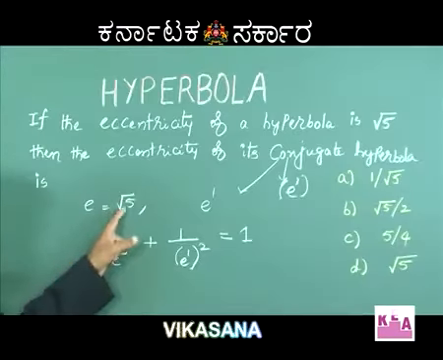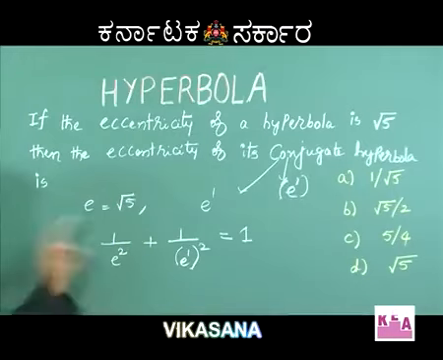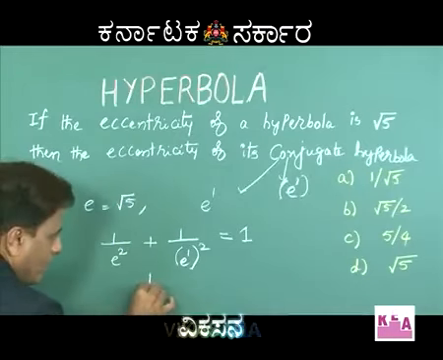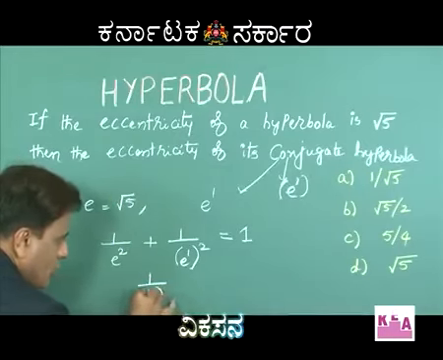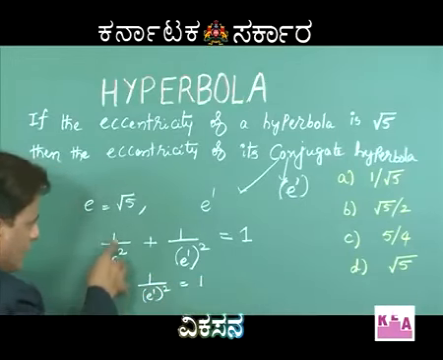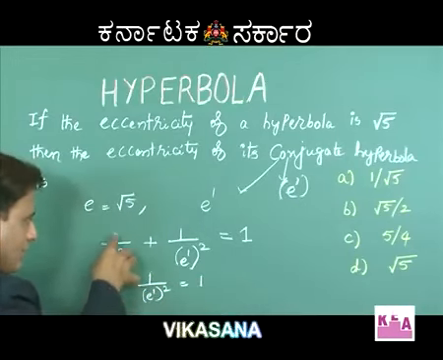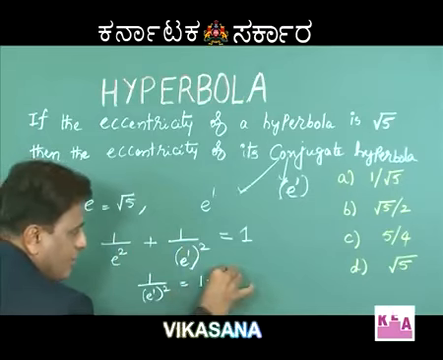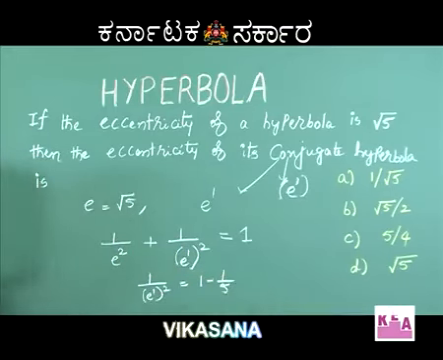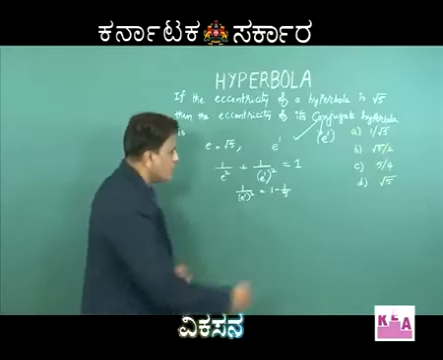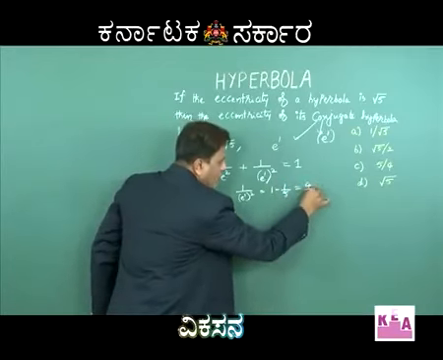Here E square, E is equal to root 5, so E square is 5. This will become 1 by 5. Therefore, 1 by E dash square is equal to 1 minus 1 by 5. Taking that side, it will be 1 minus 1 by 5. 5 minus 1 is equal to 4 by 5.